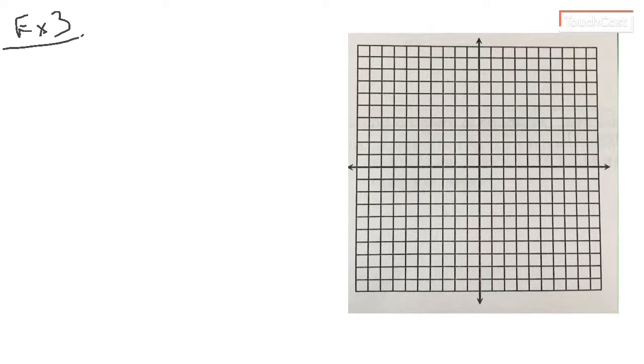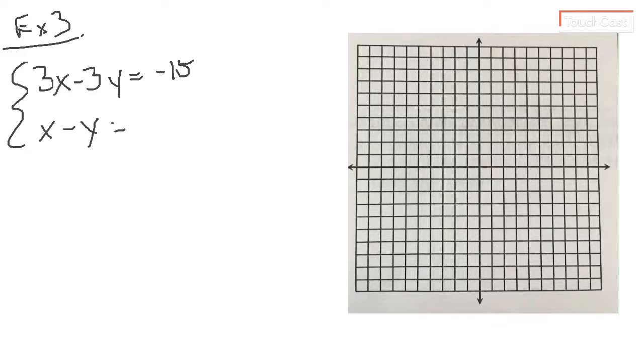So we're going to have the system 3x minus 3y equals -15, and x minus y equals 2. Okay, so we're going to solve for y. So in the top one, I notice everything's divisible by 3, so I'm going to do that right away. I'm going to divide everything by 3.